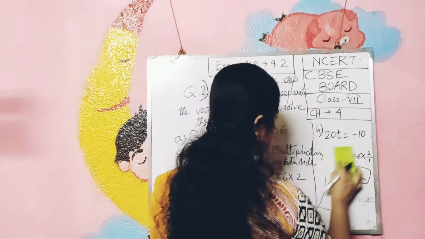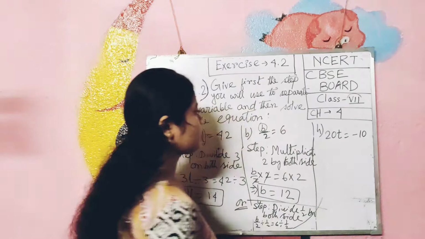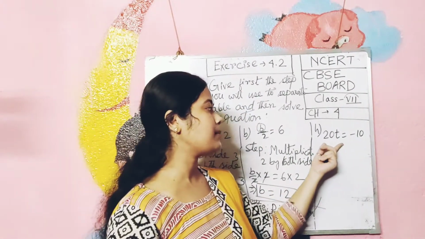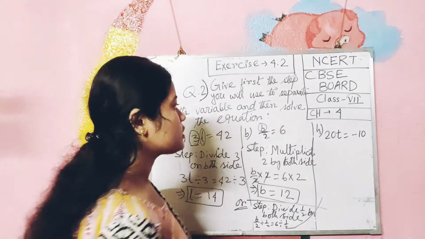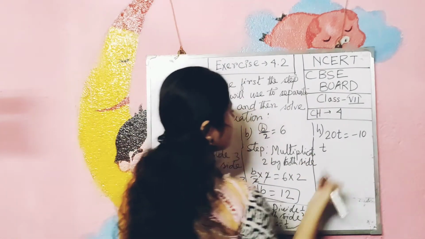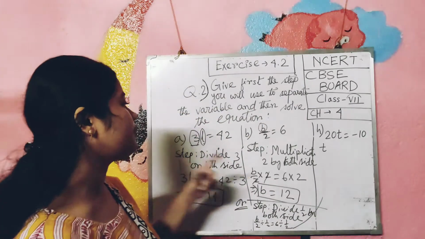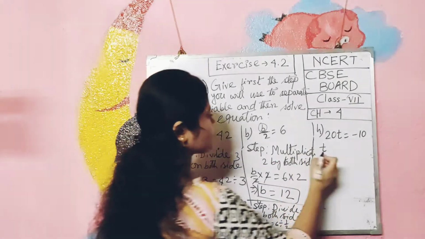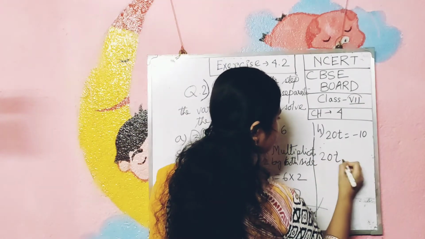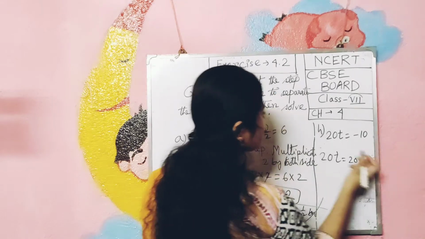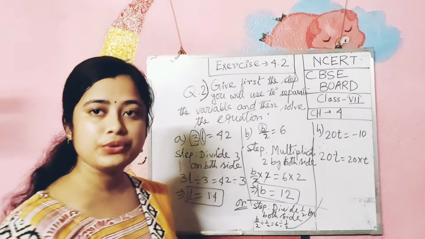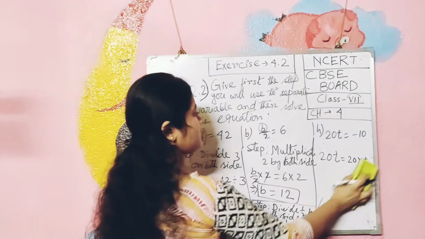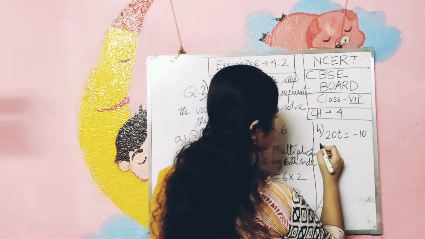Then the last question is 20t equals minus 10. For this equation, which is the variable? t is the variable. So I will find t's value. To separate the variable t, here 20 is extra. I know that 20t means 20 into t. Here multiplication is there, and we know the opposite of multiplication is division. So what will be the step? Divide.